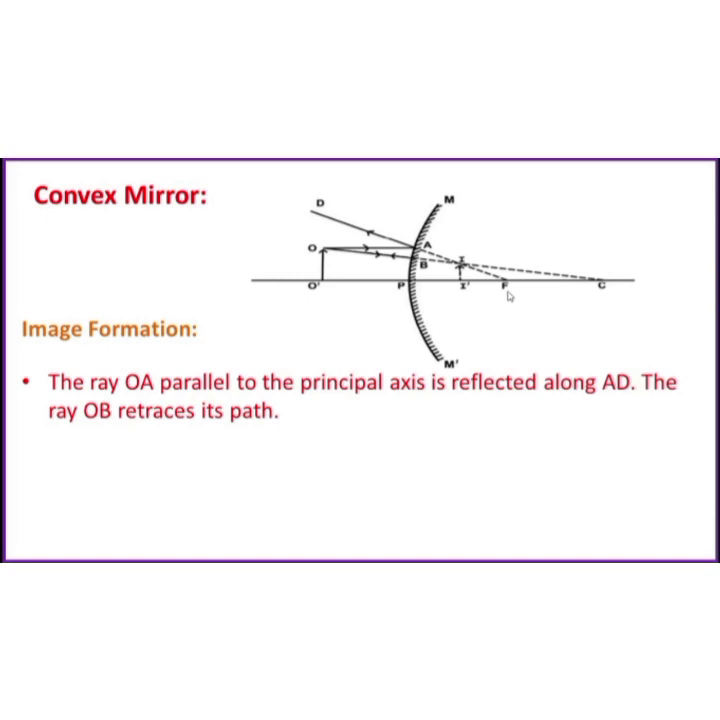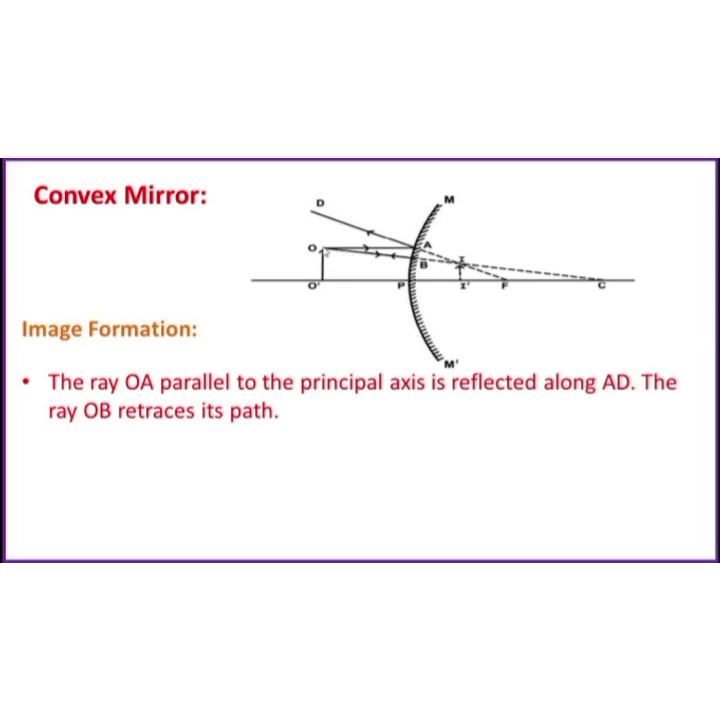Then focus F. It is the point where, after reflection, the rays meet at a particular point, that is the principal focus. So here the ray OA, consider this ray OA is parallel to the principal axis. So it is reflected along AD. So that's the first rule: a ray parallel to the principal axis passes through or appears to be coming from the principal focus. The ray appears to come from the principal focus. That is the reason, as it's a convex mirror, the reflecting surface is outwardly curved.